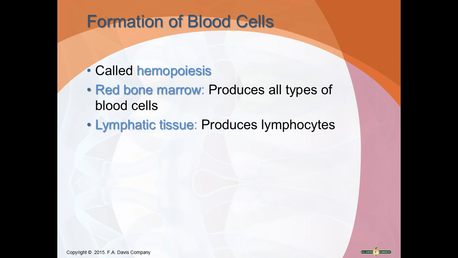Red bone marrow is found in the ends of long bones and in flat and irregular bones like the sternum, the cranial bones, vertebrae, and pelvis. And that's where, in the red bone marrow, all types of blood cells are made. The lymphatic tissue is found in the spleen, lymph nodes, and thymus gland, and that produces lymphocytes.